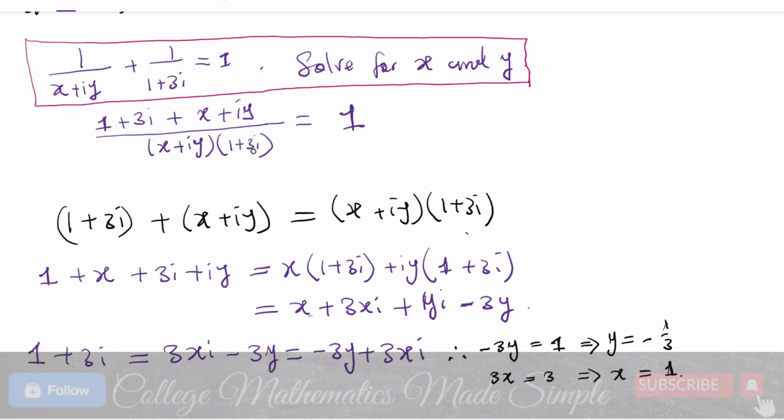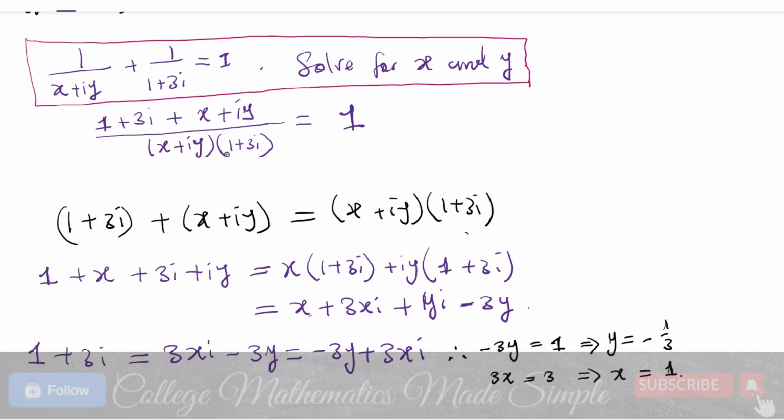Now we divide x plus iy into the denominator. We remain with 1 plus 3i multiplied by 1. We do the same in the second sum, which is equal to 1. Now we remove the fraction from the left hand side by multiplying throughout by (x plus iy)(1 plus 3i).